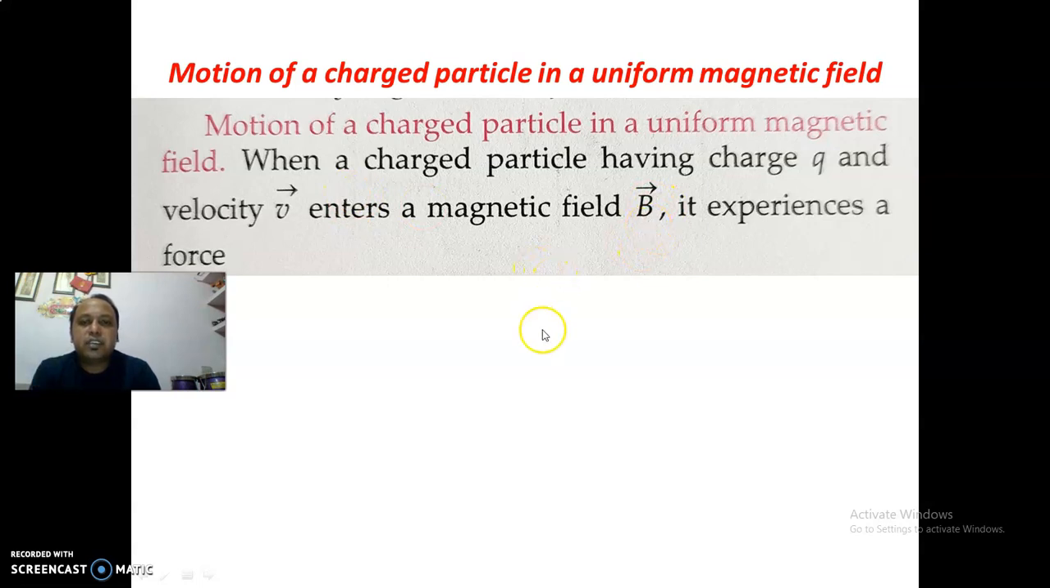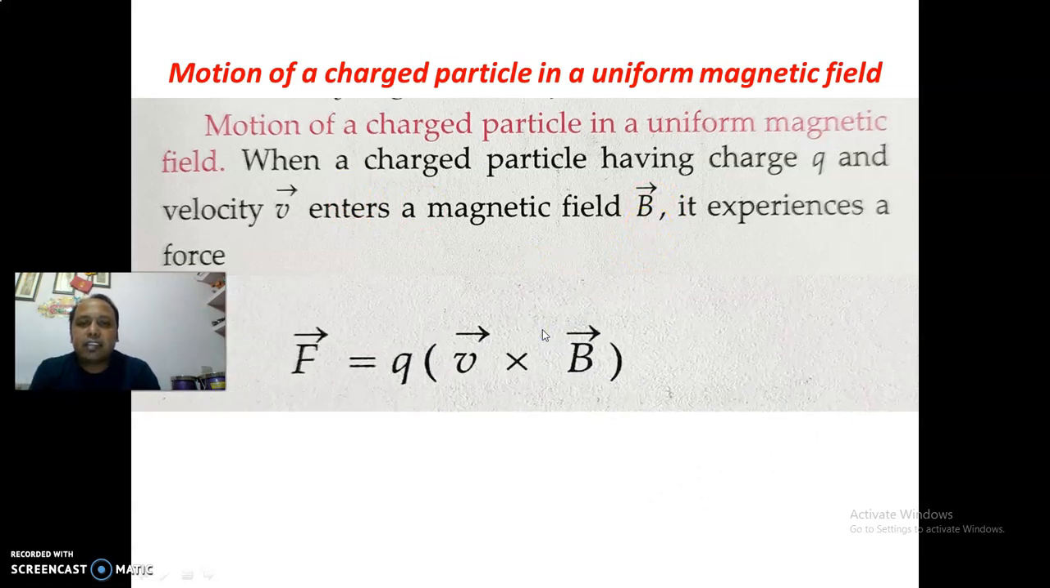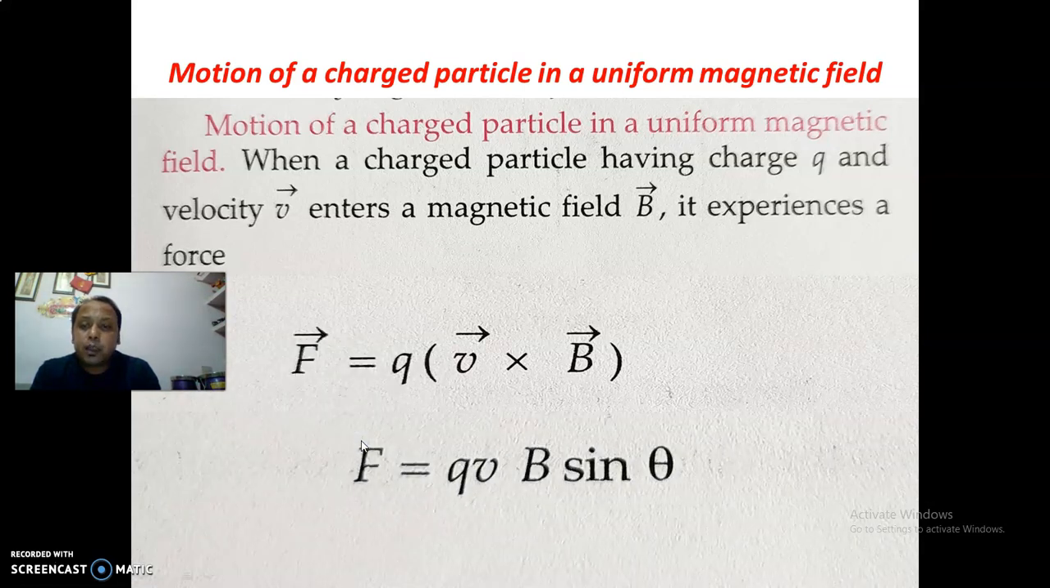So it experiences a force, and we have already calculated the magnetic Lorentz force, which is given by F = Q V cross B. This is the magnetic Lorentz force, or the force which is experienced by a charge Q moving with velocity v in a magnetic field B. Now, the magnitude of this force is given by QvB sin theta, where theta is the angle between the velocity vector and the magnetic field. So this we have already done.